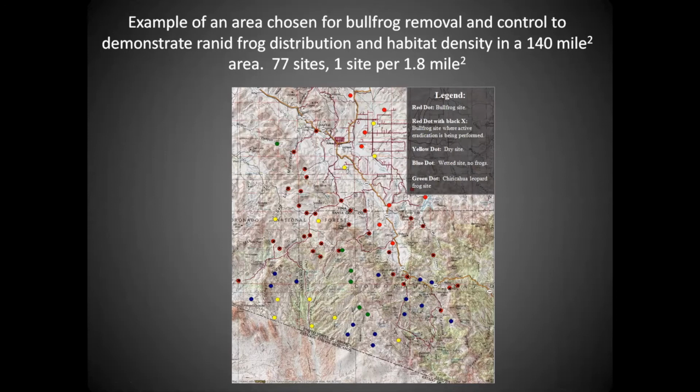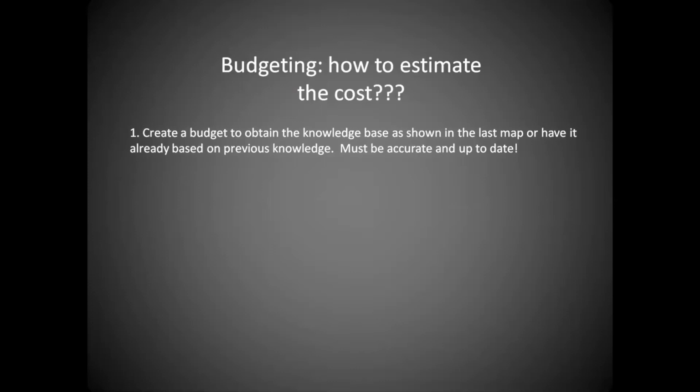This is the kind of information you ideally need to plan on budgeting for a removal effort. How do you estimate the cost? You have to create the budget from that map, like I said. It has to be accurate and up to date. And then you develop a second, so you need a budget to obtain that knowledge. That's what I'm trying to say. You need money to go out and do the surveys to make sure that that's true.